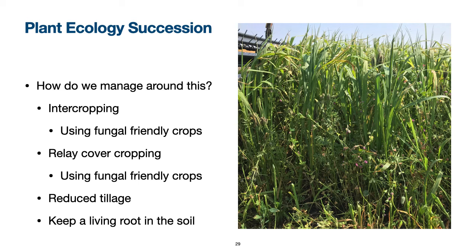The other one we can work on to support the fungal to bacteria ratio is reducing the amount of tillage we do. And we need to keep a living root in that soil for as many days as we can. That is crucial because, once again, the best way we feed our soil microbes is root exudates.